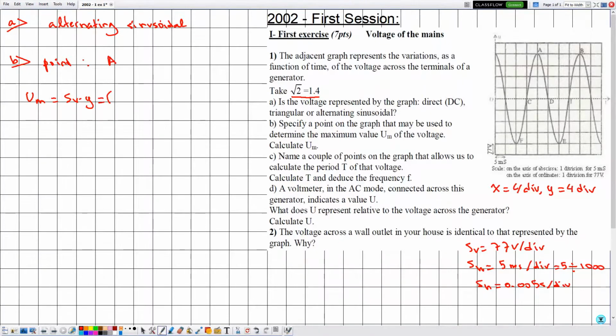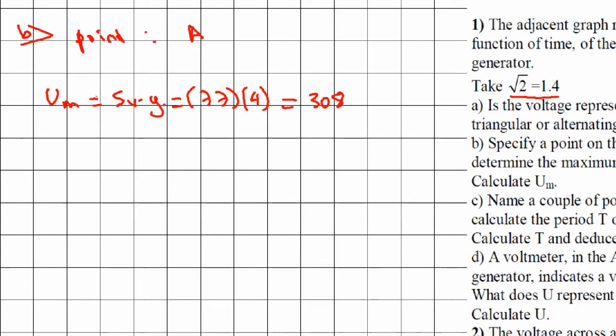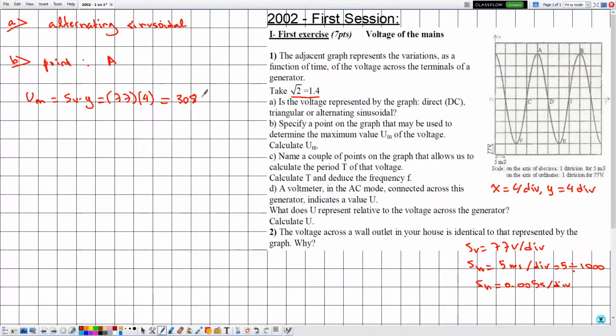Now the value of SV is 77, and the value of Y is 4. Plugging this on the calculator, it gives me 308. Since everything is in the SI, both SV and Y, the value of UM will be in the SI, which is volts. Then UM is equal to 308 volts.